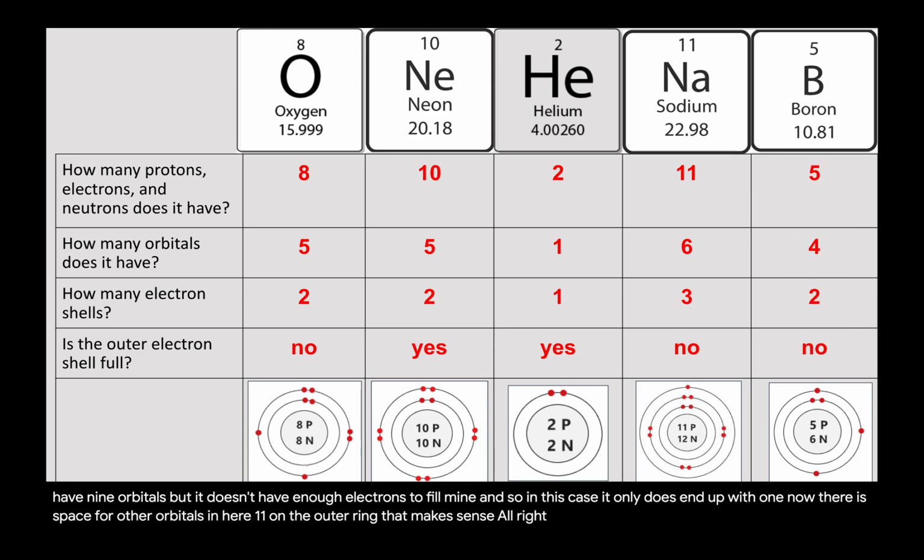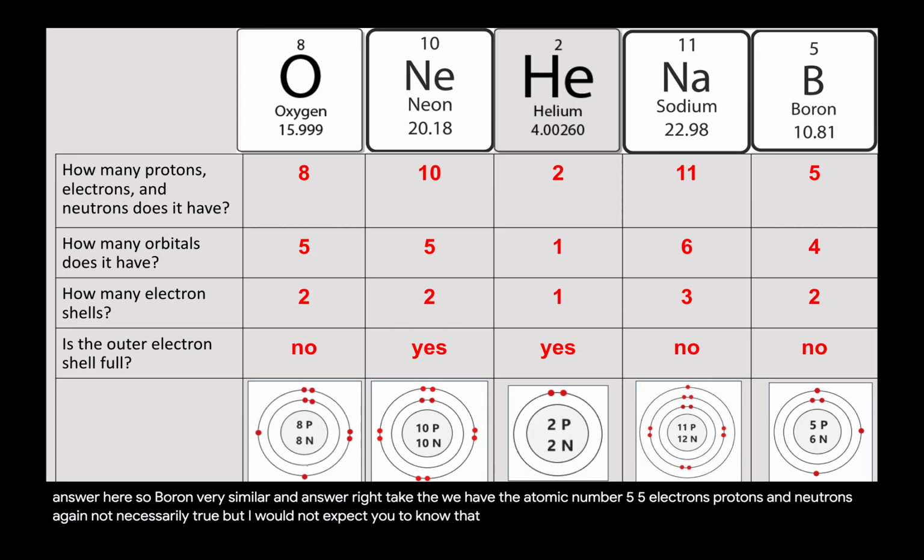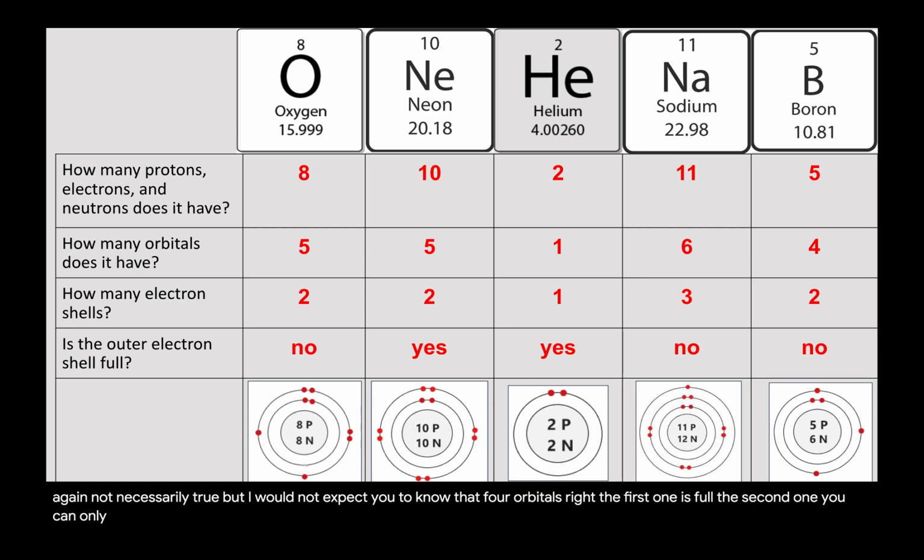For boron, I'm just going to go ahead and give you the answer here. Boron, very similar in answer, right? We have the atomic number 5: 5 electrons, protons, and neutrons. Again, not necessarily true, but I would not expect you to know that. 4 orbitals, right? The first one is full. The second one, you can only put electrons in 3 of those orbitals, so it only has 4 orbitals total. 2 electron shells, and no, it is not full on that outermost shell.